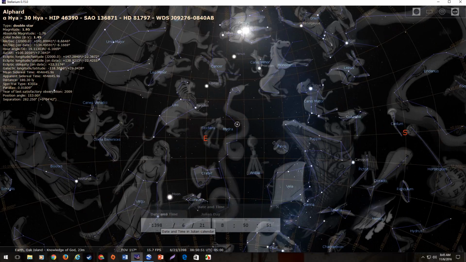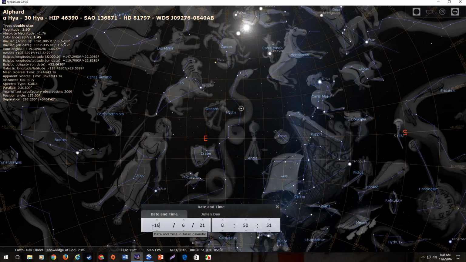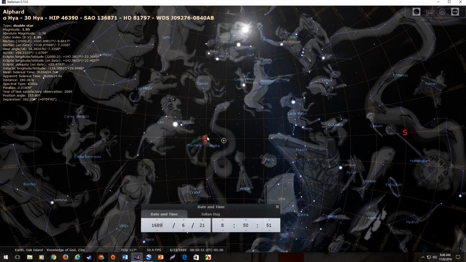This is 1398. Now you see the position. This is Sextans. Okay, position Hydra for a reason. Now this is Johannes Hevelius's constellation. This was placed in 1689. The funny thing is, if I go to 1689, it moves.